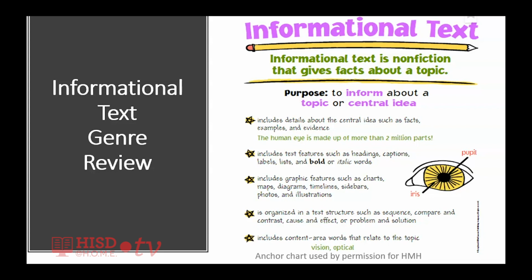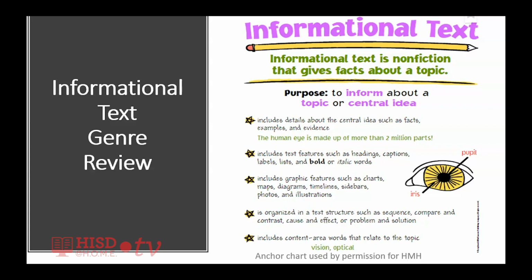It gives us text features such as headings, captions, labels, lists, and bold or italic words. It includes graphic features such as charts, maps, diagrams, timelines, sidebars, photos, and illustrations. You see an illustration of an eye, and they've pointed out on the diagram the pupil and the iris.